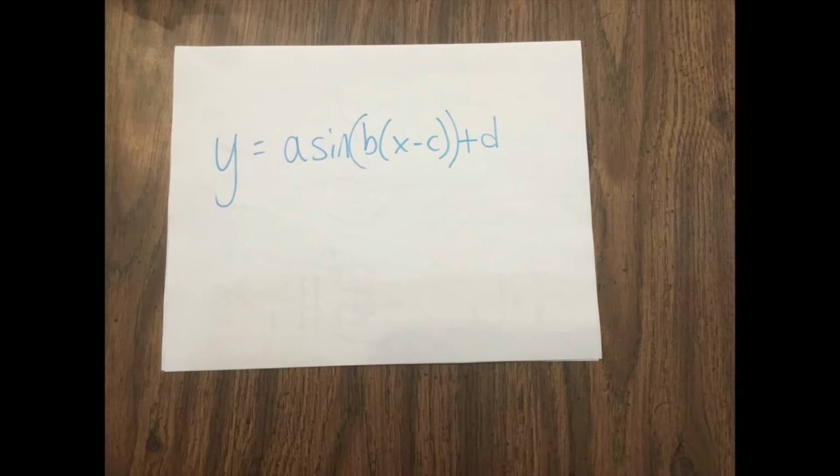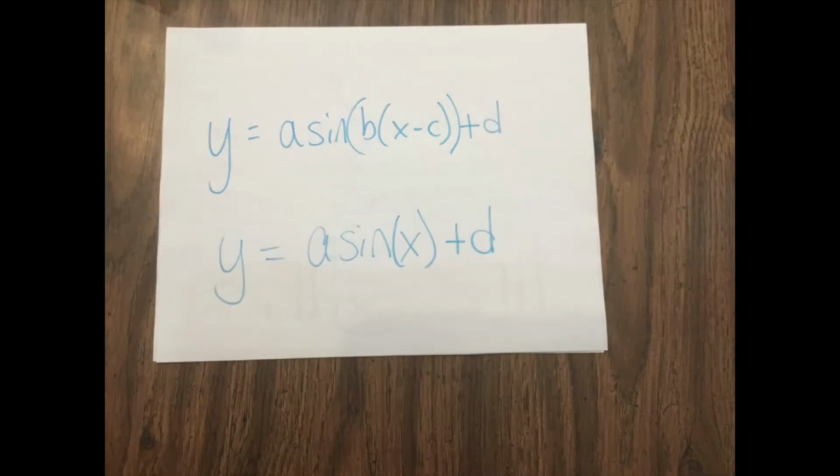And if you look at this first equation here, it's very complicated. We're not going to get quite that complicated. We're really going to deal more with this second equation. The A is the amplitude, and the D is the vertical shift.